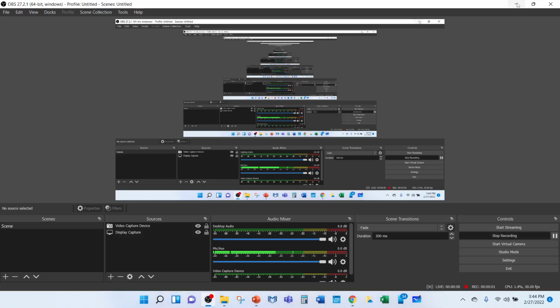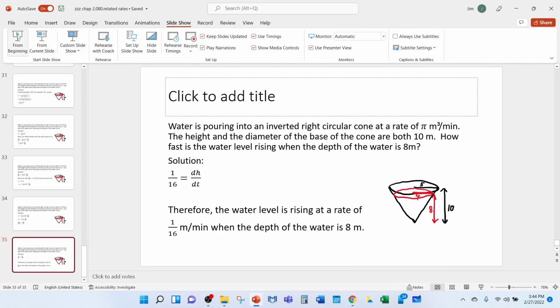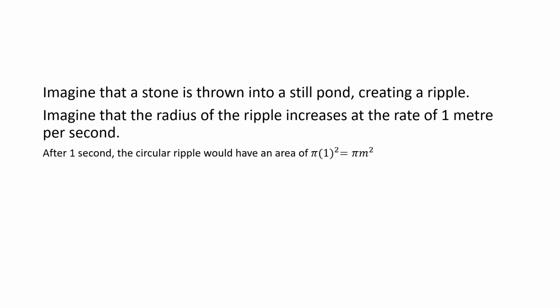In this video, we're going to discuss related rates. Imagine that a stone is thrown into a still pond, creating a ripple. And imagine the radius of the ripple increases at a constant rate of 1 meter per second.